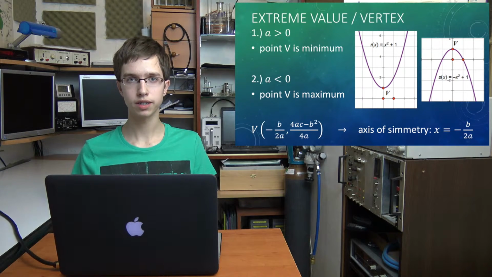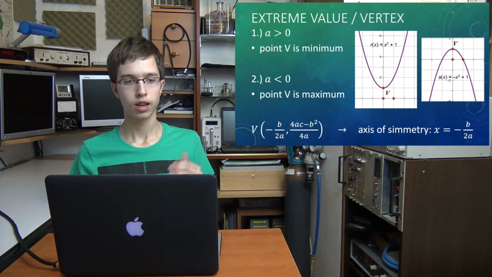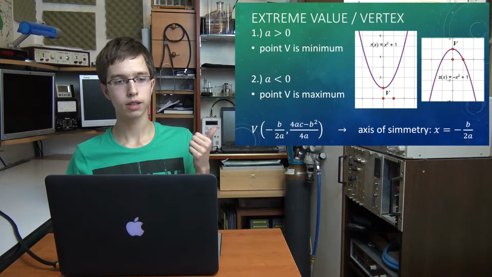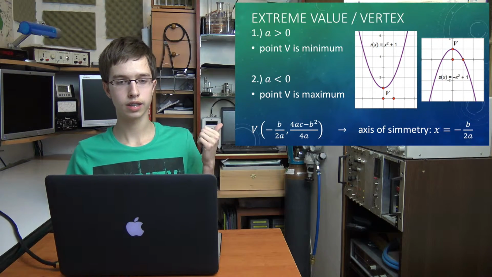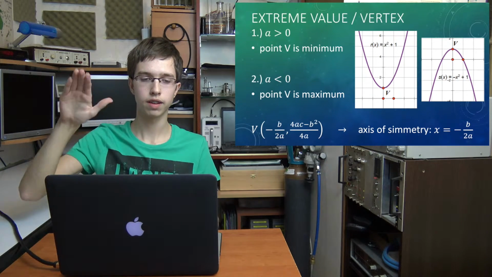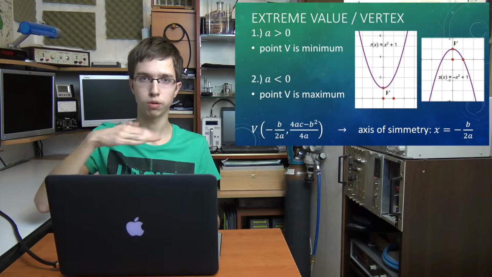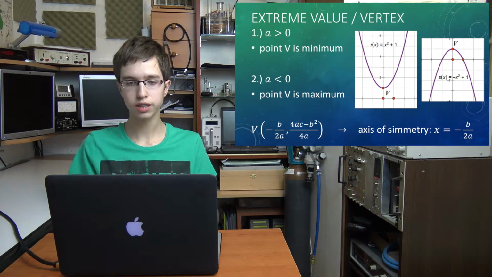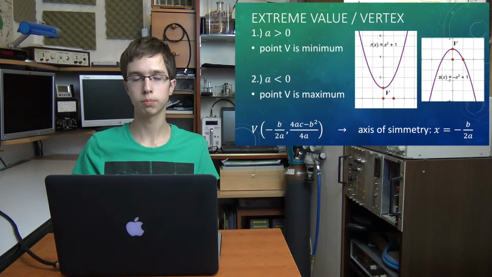Extreme value or vertex is the extreme value which quadratic function has. And for this we have two examples and two cases. In the first case, when a coefficient is greater than 0, and we can see that example on the left hand side, we have a parabola in a form like this, and then point V, so vertex of quadratic equation, is the bottom, we could say the bottom of this parabola. And in the second case, where a is smaller than 0, then parabola has this form and vertex is then at the top of this parabola.